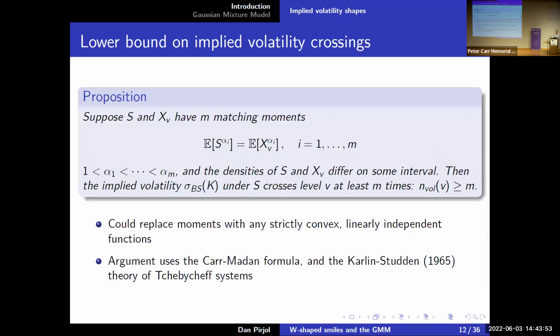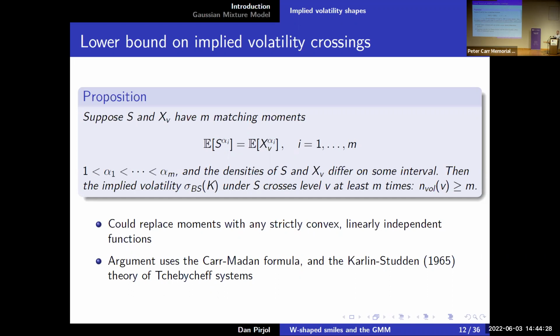under certain conditions. Now we have also a lower bound on the number of crossings of the implied volatility with a level, and that follows from matching moments under the risk neutral density and under the log normal. Suppose you match several moments. They don't have to be integer moments. They could be real moments. Then one can prove a lower bound, that the implied volatility will cross that level of the log normal at least m times, as many moments as you match.